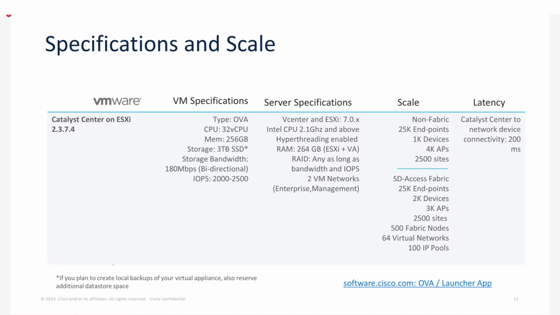So please do take a look at these scale numbers that I mentioned here for fabric as well as non-fabric. We can go up to 25K endpoints, up to 2,000 devices for fabric, 2,500 sites for both fabric and non-fabric, and so on. Latency requirement stays the same as a physical appliance, which is less than 200 milliseconds, so that you get optimal performance for all the management or all the software upgrades and all the tasks that you will perform on your Catalyst Center.